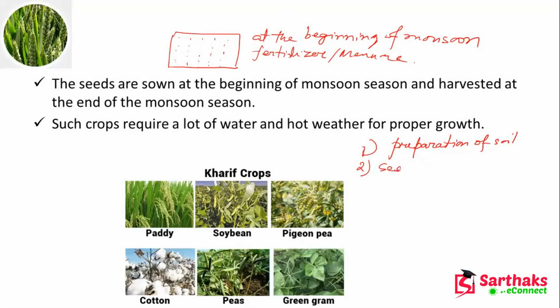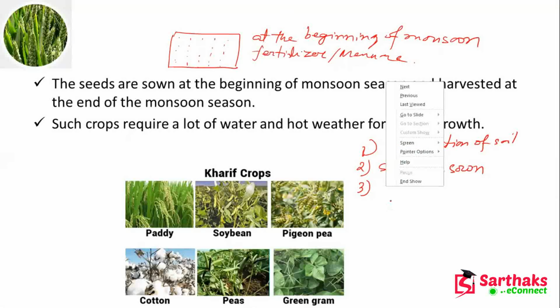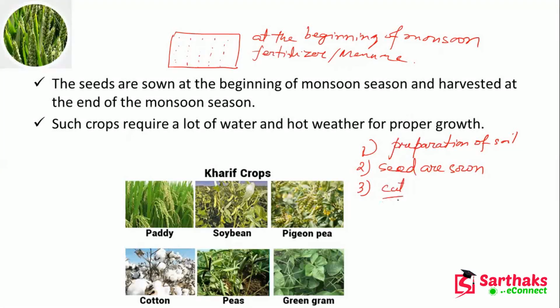Next is the seed. Then the seeds are sown. Next, the weather is preferable, right? After that, if any fertilizer or manure is required during this time, then they will give it. But after this, at the end of the monsoon season, we are harvesting the crops.